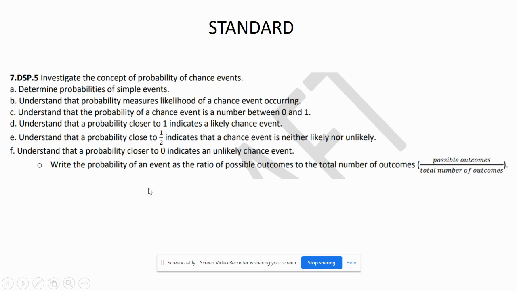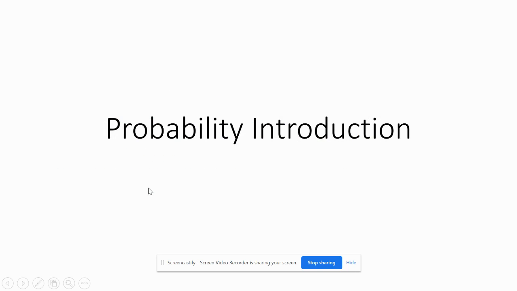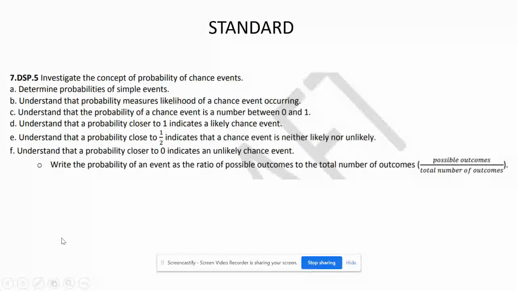All right, so last week we talked about the statistics side of our lesson. This time we're going to start on probability. Okay, so we're going to have an introduction to probability. Our standard is investigating the concept of probability of chance events. This is the probability that something will happen. We're just going to figure that out by getting the fraction and the percent of that probability.